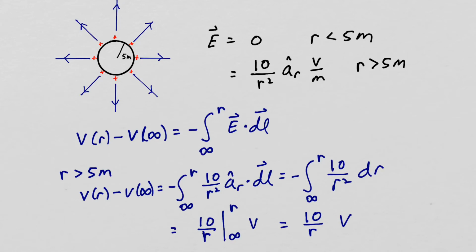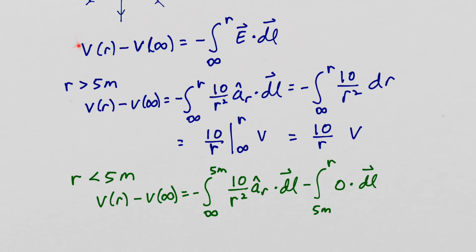Now let's find the potential field for r less than 5 meters. A common mistake is that the electric field intensity is 0 for r less than 5 meters, so students will conclude that the potential is 0 for r less than 5 meters. That is not correct. We still have to apply this equation for when r is less than 5 meters. Our function for the electric field intensity is different when r is greater than 5 meters than when r is less than 5 meters.